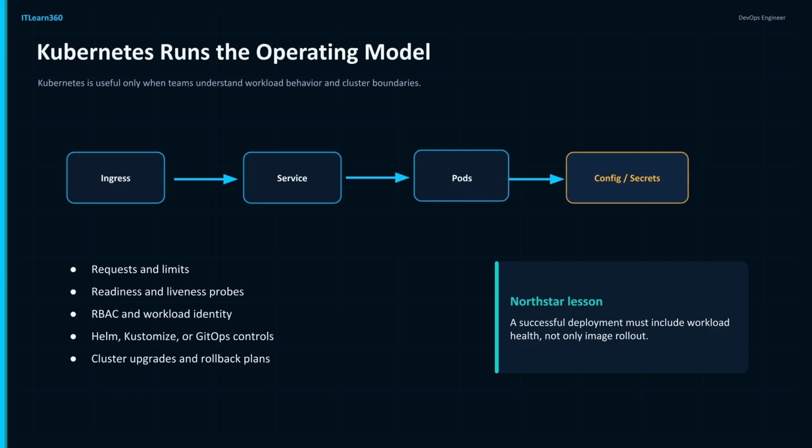Helm, Kustomize, or GitOps practices can make configuration more repeatable, while cluster upgrades still require planning and rollback. North Star's lesson is important. An image rollout is not the same as a successful deployment. The workload must be healthy, and the checkout journey must work. That becomes easier when environments have clear purposes instead of being inconsistent copies of one another.